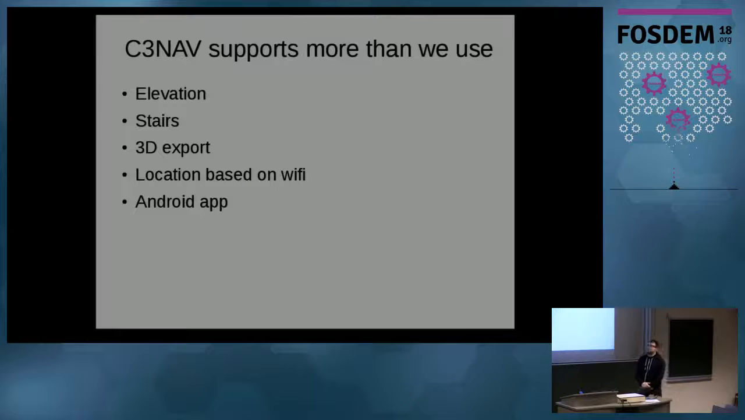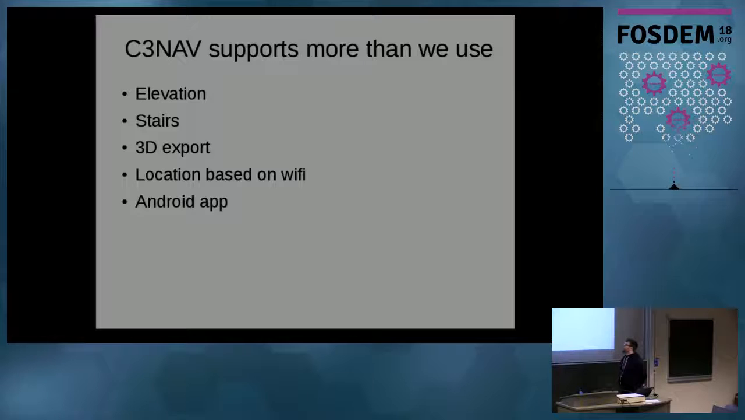C3nav, the software we use, supports more than we use. It has elevation and stairs, so the up and down direction is supported, and it will also show up in the way description. There's a 3D export. I tried it, but it's mostly interesting if you first input 3D data. Otherwise you just get walls, which is already nice.